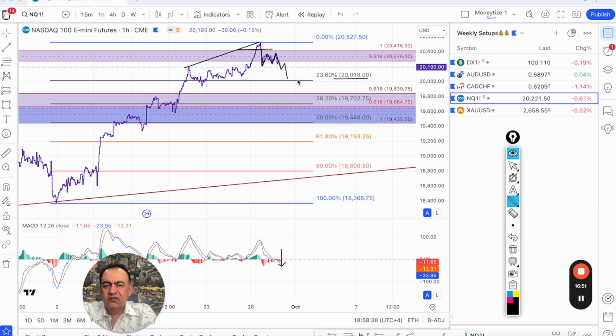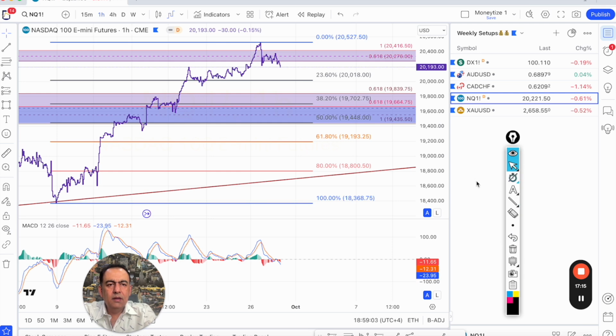And once it breaches 23%, we can expect it to go to the next level of 38%, which is very close to our magnet support zone. And most likely it should hold, and we should look for buying opportunity around 19,435, 19,665. So this is the area to look to jump into the bullish trades.